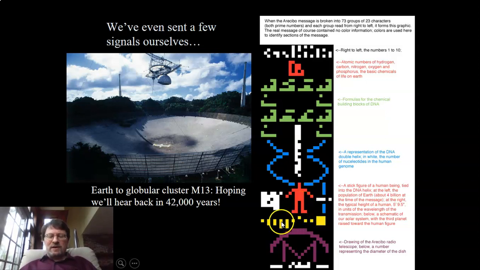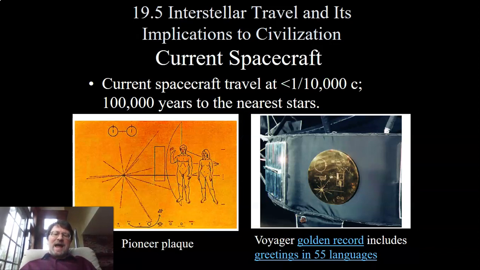And then it goes all the way out to the old, now dwarf planet Pluto, which was considered a planet at the time. Down at the bottom, there's a picture of the Arecibo radio telescope with a number saying how big that telescope is. So, in the last section of the book, we talk about interstellar travel and its implications to civilization. Our current spacecraft travel at 1/10,000th the speed of light.